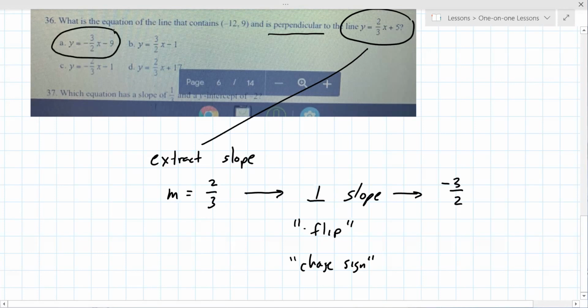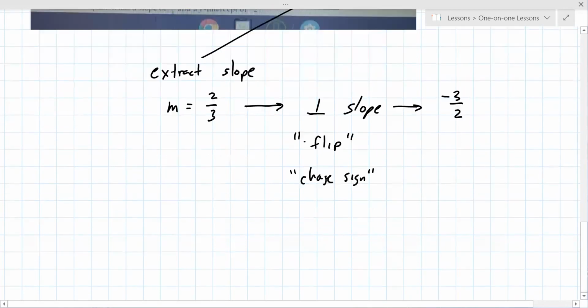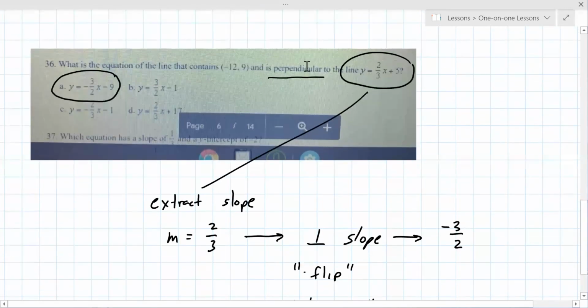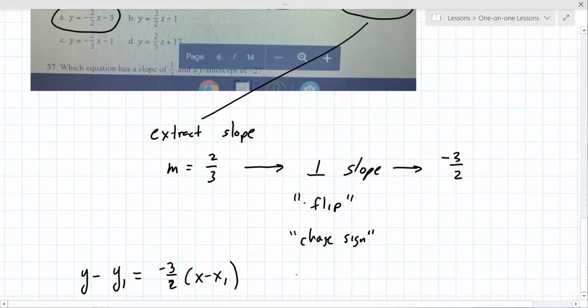So a good reason is, when you look at these 4 answers, notice they all have different slopes. So you don't even have to do the rest of it. You don't have to find the equation of the line. I'm going to do that though real quick. It's y minus y1 equals -3/2 times x minus x1. And that's where that point comes in. They give you -12, 9.